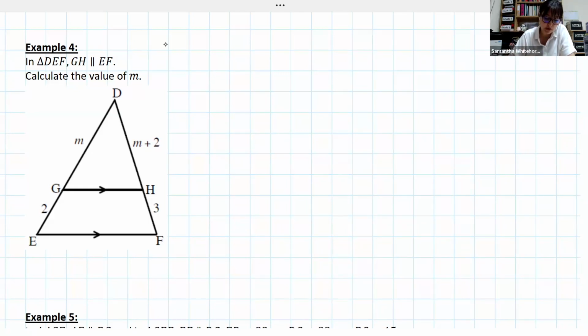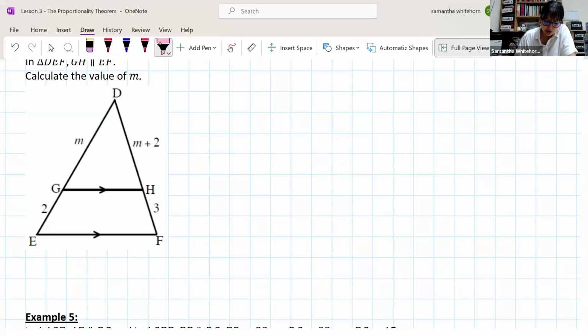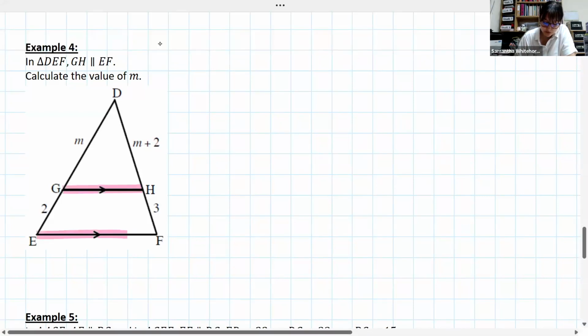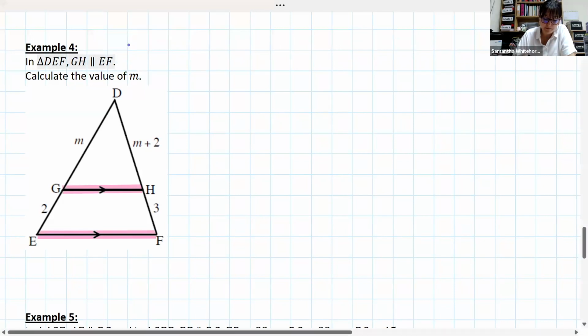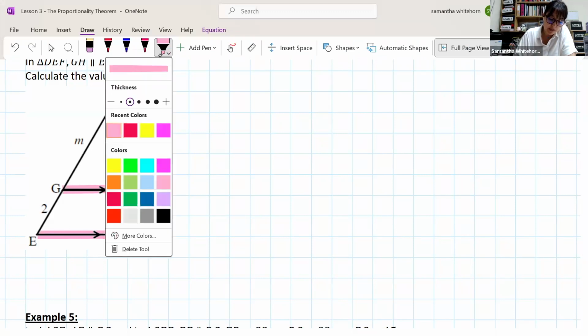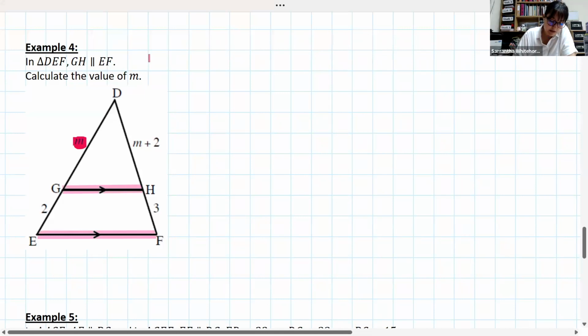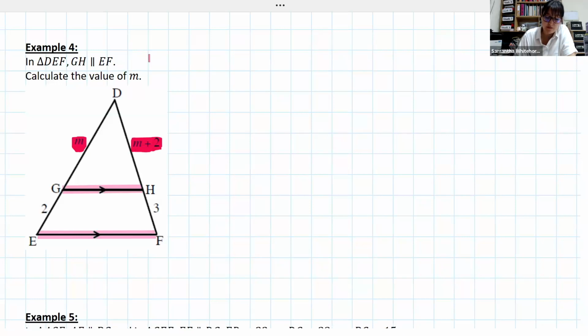Okay, so in this triangle, we're told that GH is parallel to EF. So again, we've got proportion. So we can start setting up what we want, and we are looking for the value of M. What we need to be mindful of is the fact that M is in 2 places. M is the length given to me for DG, and M plus 2 is the length given for me for DH. So we just need to be careful there.